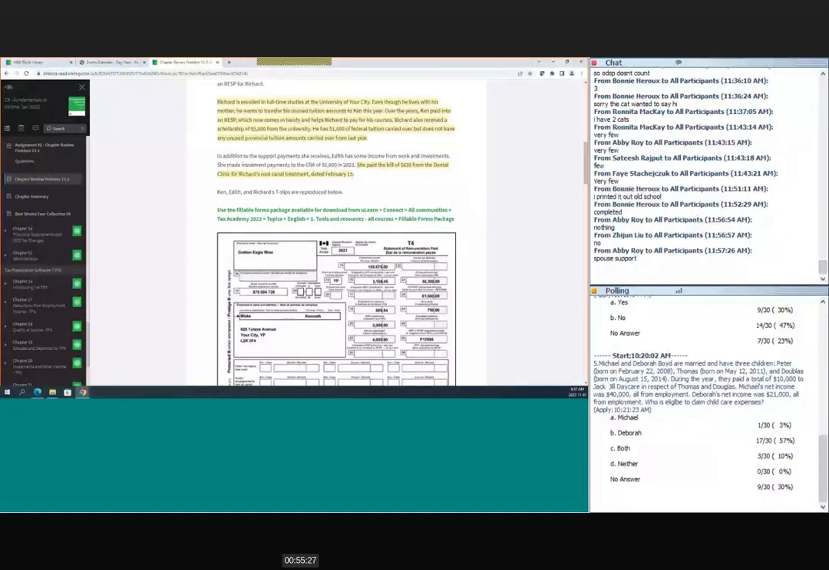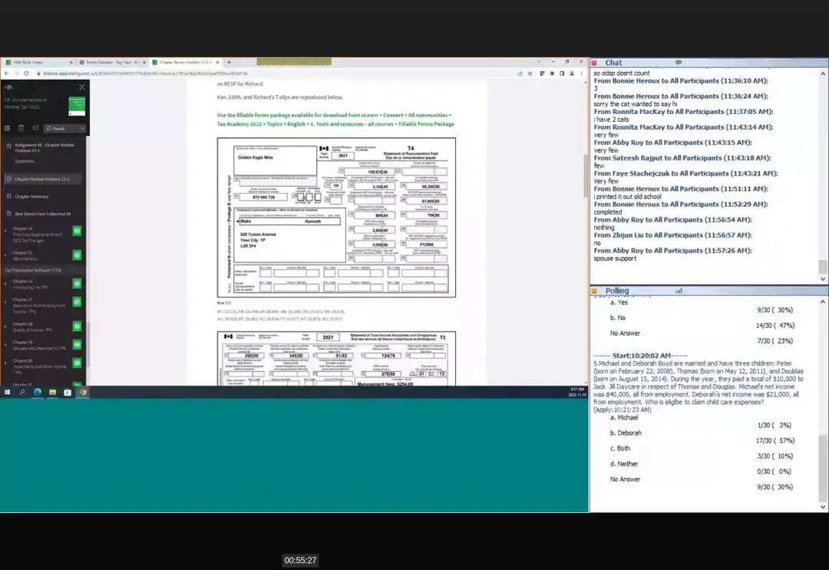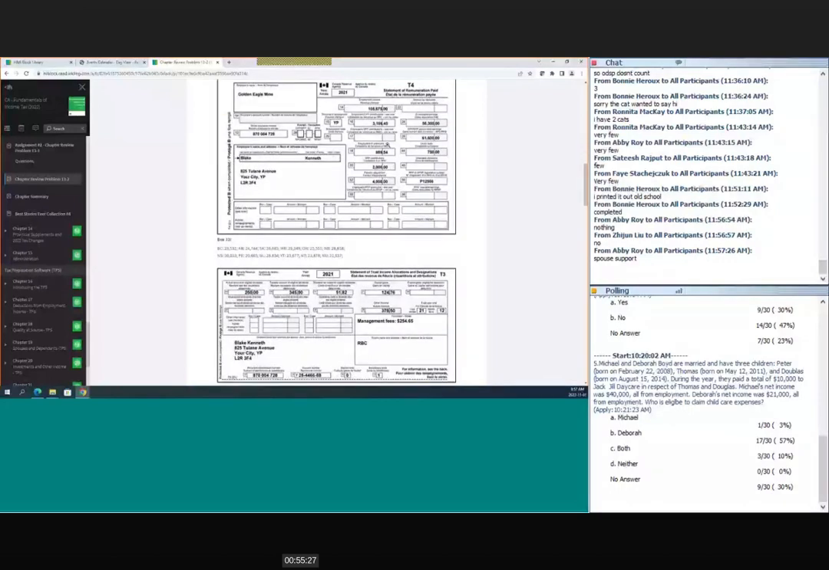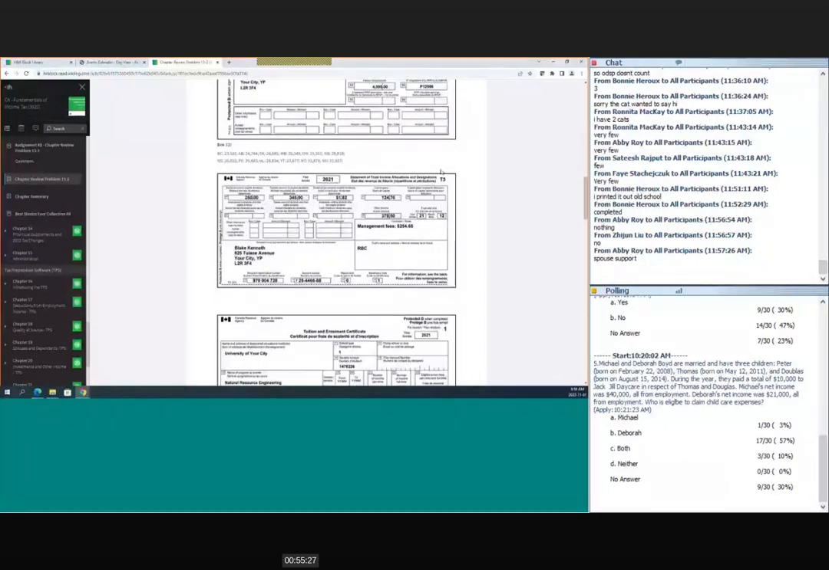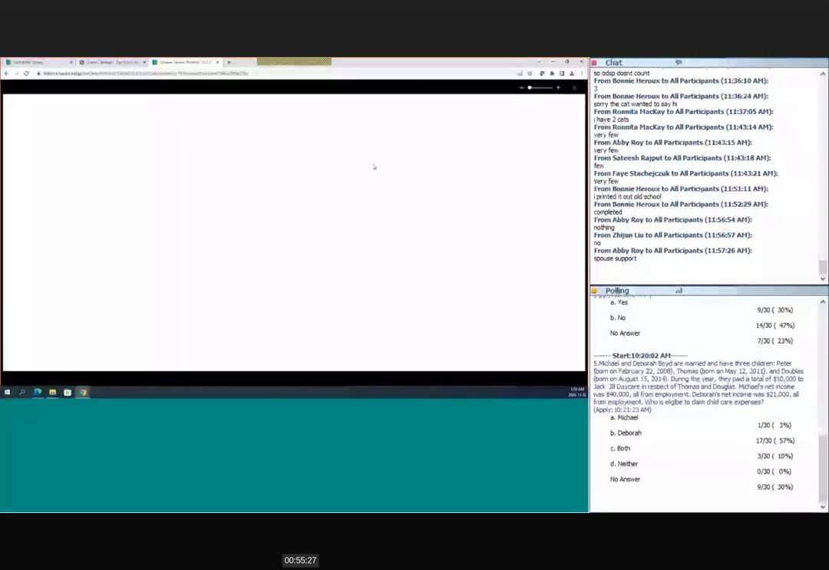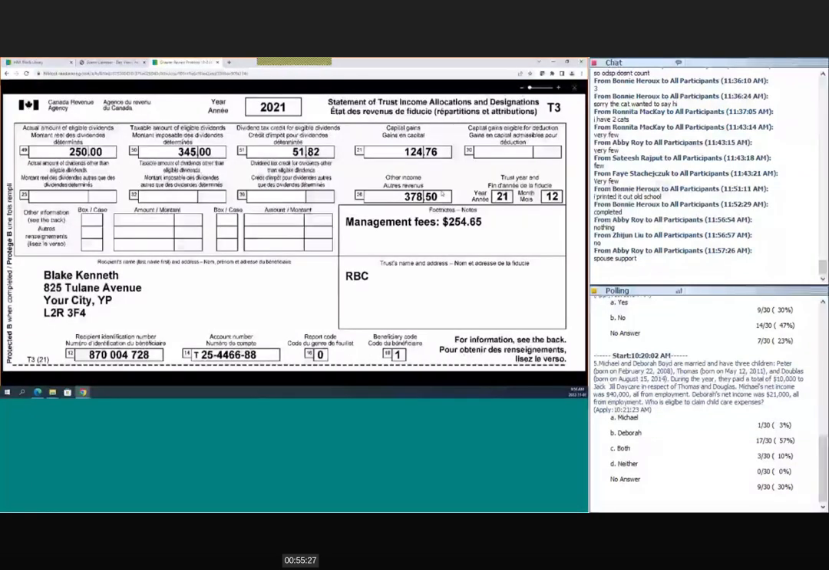All right, let's look at the T4 for Kenneth. So we don't have to do anything with the return, but you'll notice he has union dues and RPP, and he also has a T3 form. Now, what does he have on his T3 form that is significant? He has management fees. So again, I just want to bring your attention to this.